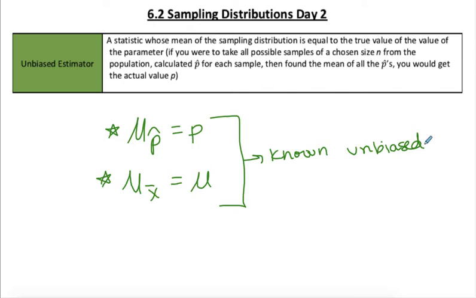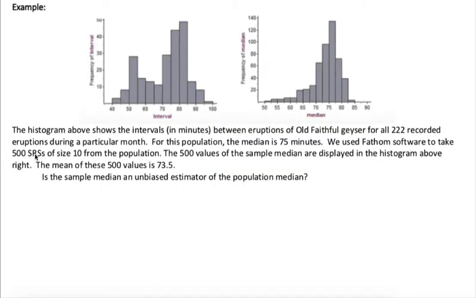If I take a sample proportion and I take another one and another one and another one, overall, they will start to, on average, give me the true proportion that I was looking for that might have been unknown. So if we look at our first example, it says the histogram above shows the intervals in minutes between the eruptions of Old Faithful Geyser for all 220 eruptions during a particular month.